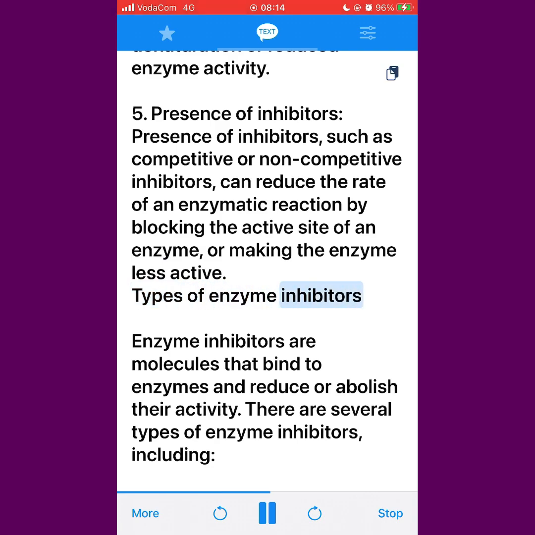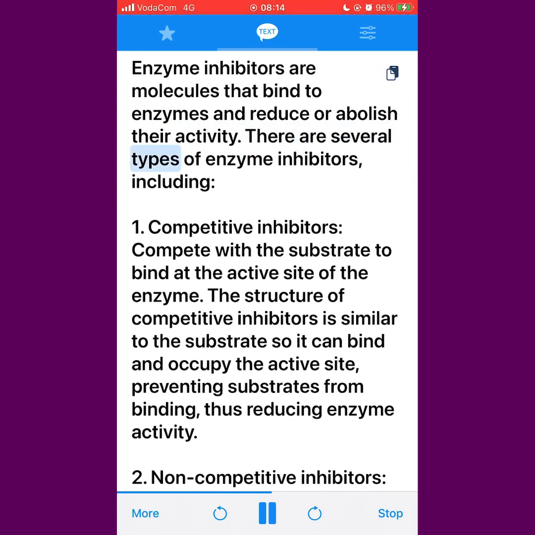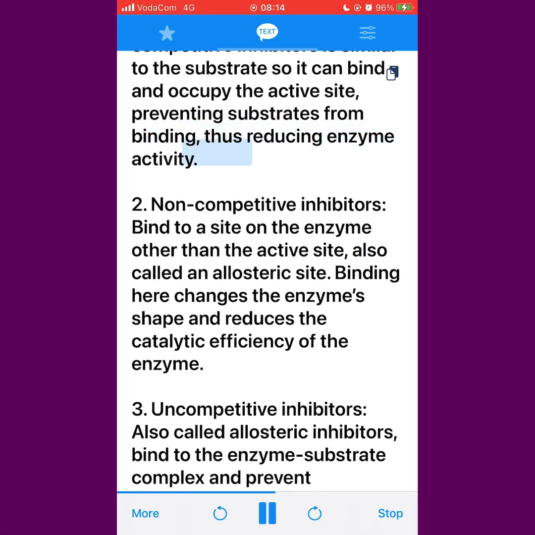Types of enzyme inhibitors. Enzyme inhibitors are molecules that bind to enzymes and reduce or abolish their activity. There are several types of enzyme inhibitors, including: 1. Competitive inhibitors, which compete with the substrate to bind at the active site of the enzyme. The structure of competitive inhibitors is similar to the substrate, so it can bind and occupy the active site, preventing substrates from binding, thus reducing enzyme activity.